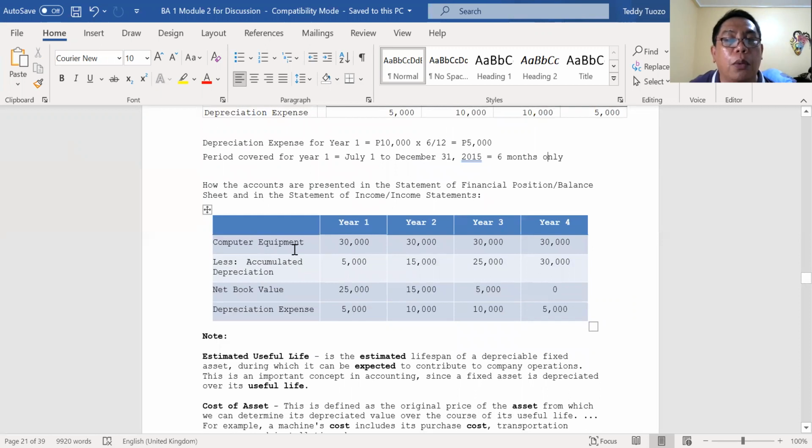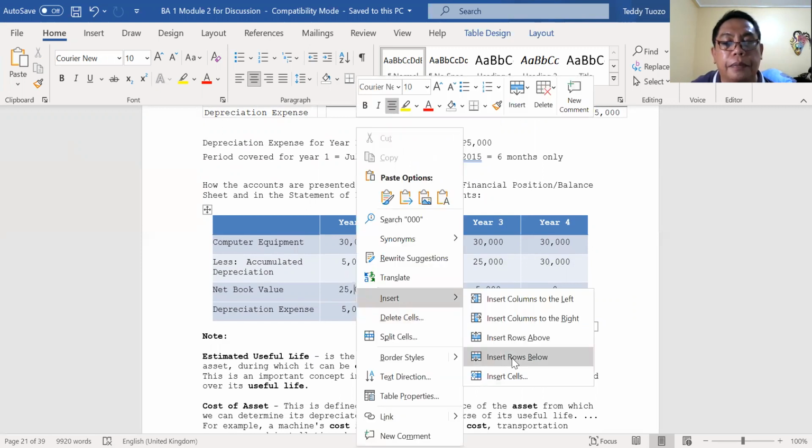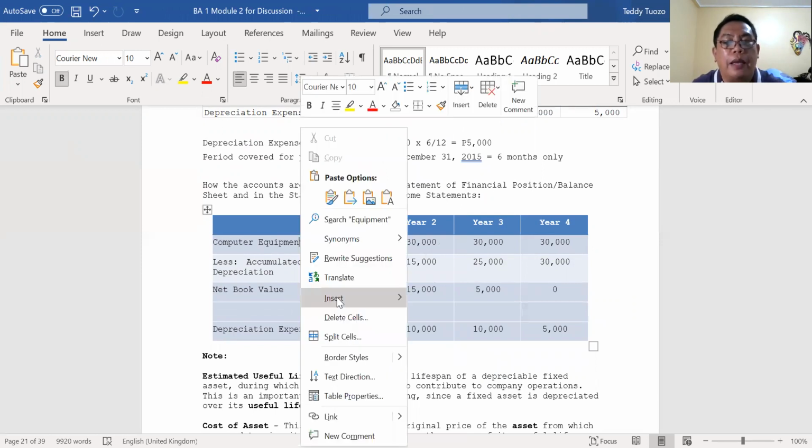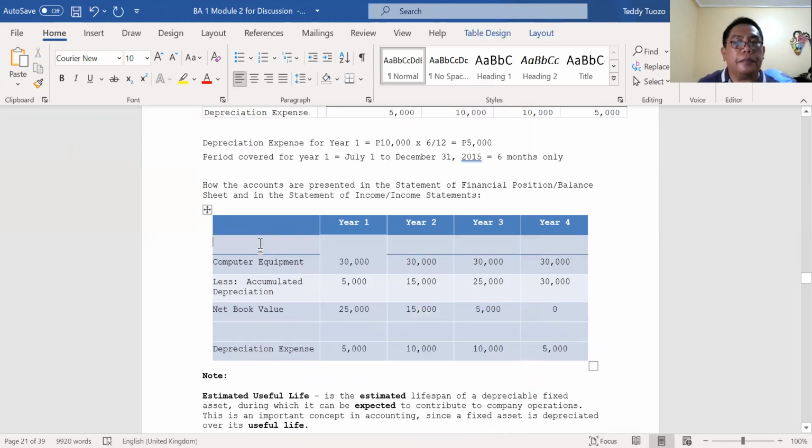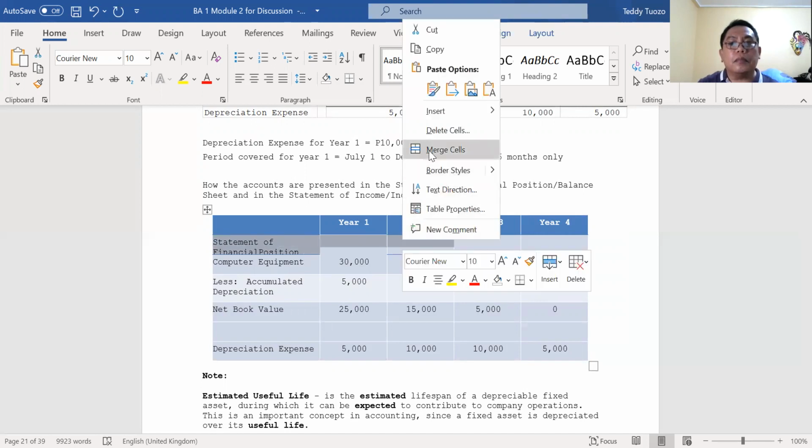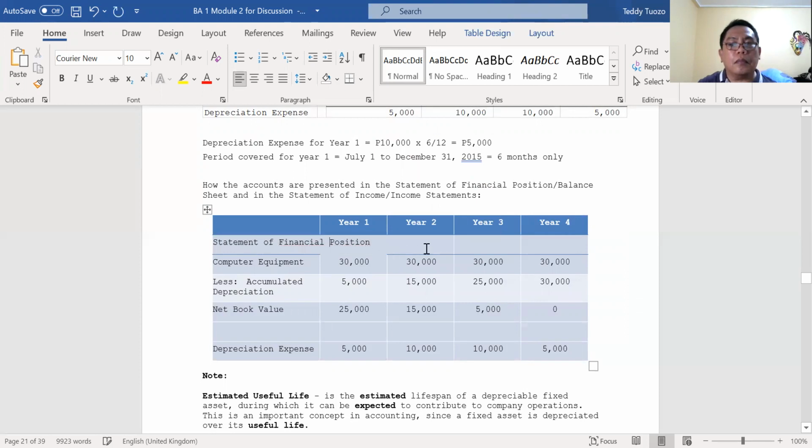For the statement of financial position, this is how it looks. Under assets, other non-current assets, you have the computer equipment in year 1 at a cost of 30,000. Remember the historical cost: whatever the business, if it is a small business, you use historical cost, not market value accounting.